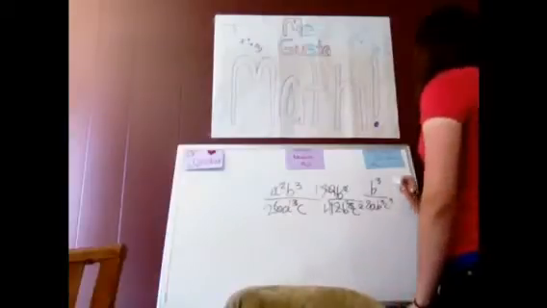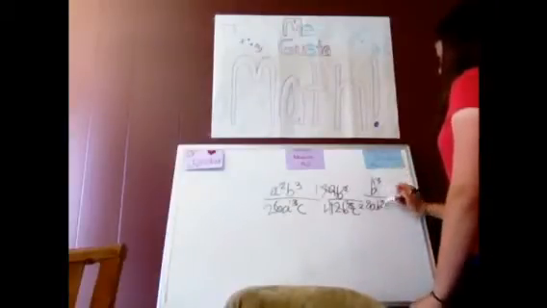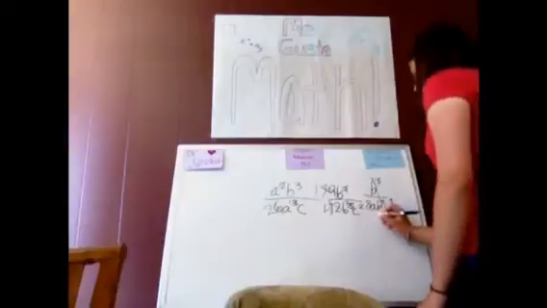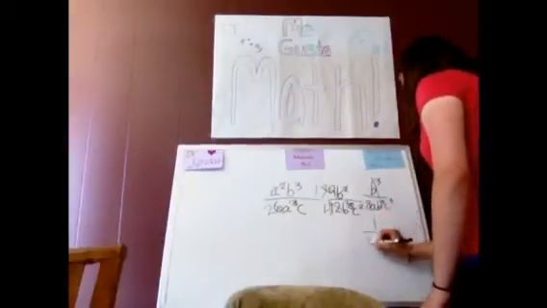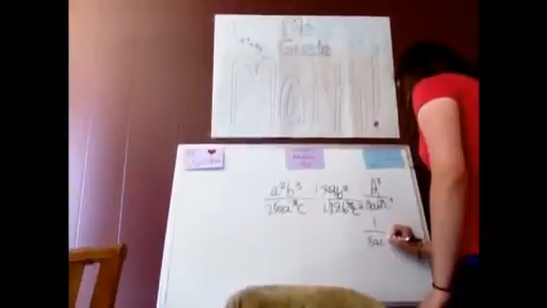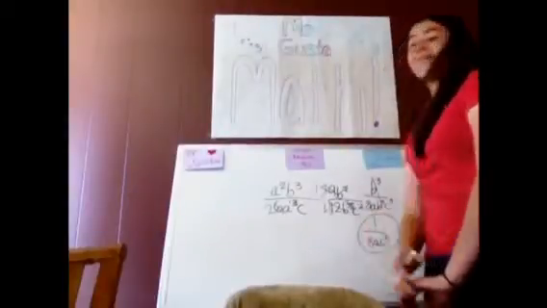Now we see that both the b cubed can cancel out. Our final answer is 1 over 8ac cubed. Great job, mathletes!